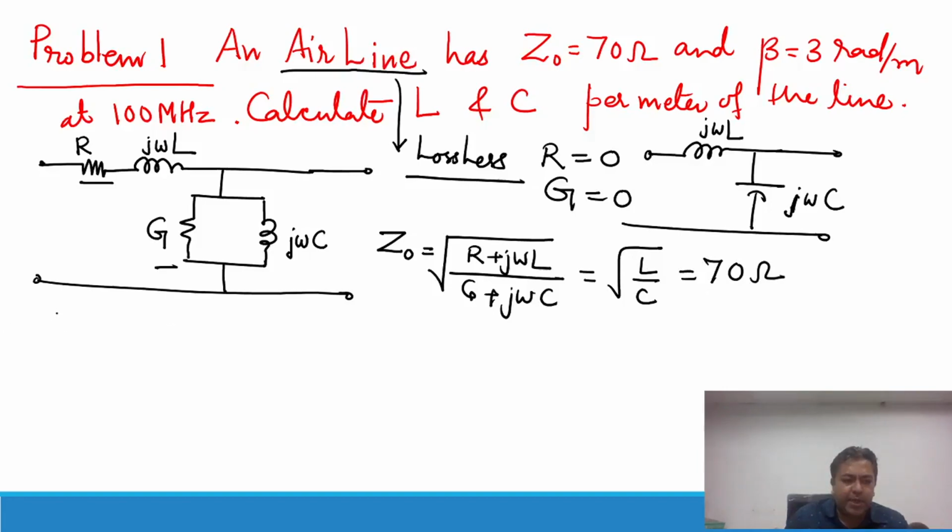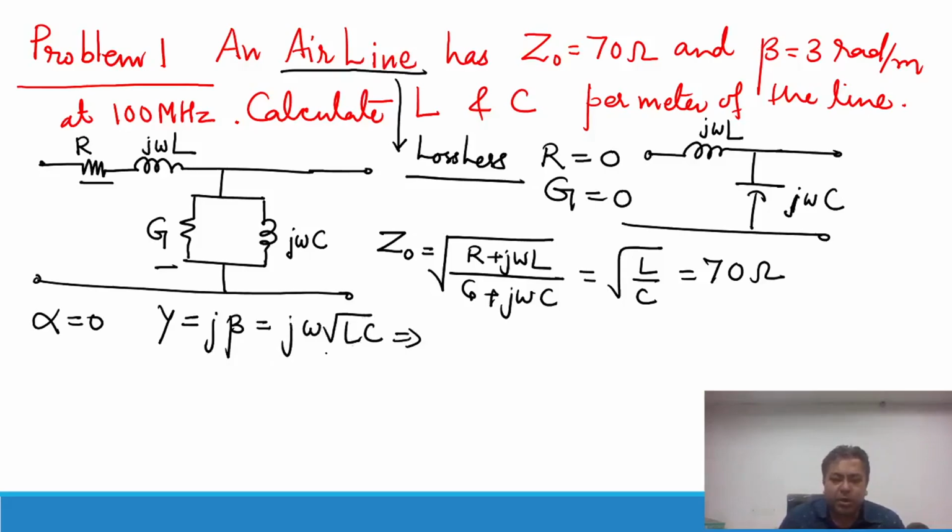Now, let us talk about beta. In a lossless line, alpha is 0. We have just derived this in the last class. And what is gamma? When alpha is 0, gamma is simply j beta. And what is beta? Beta is nothing but omega root LC. So when I compare, gamma is equal to j beta is equal to j omega under root LC. But if I write beta only, this is omega under root LC.